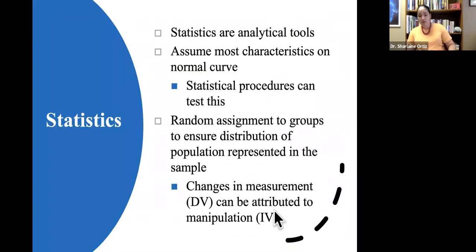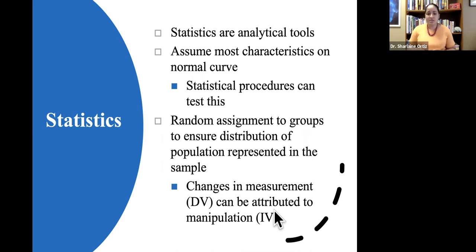Now, how is it that we understand these inferences? How is it that we understand how that variable is being manipulated, how that variable is being measured? Well, we use statistics. Statistics are simply analytical tools. And an analysis is simply a way that we can gather new information from a set of data, right? We can conclude and gather certain pieces of information based on previous information, right?